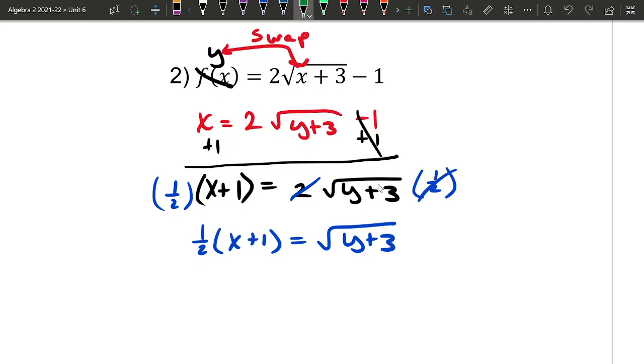Where did you get the half from again? I said divide by 2, and then I put it over here, and it didn't look very nice. So dividing by 2 is the same as multiplying by half. So I got the half by canceling out the 2. I used it to cancel it, and then I wrote it over here.